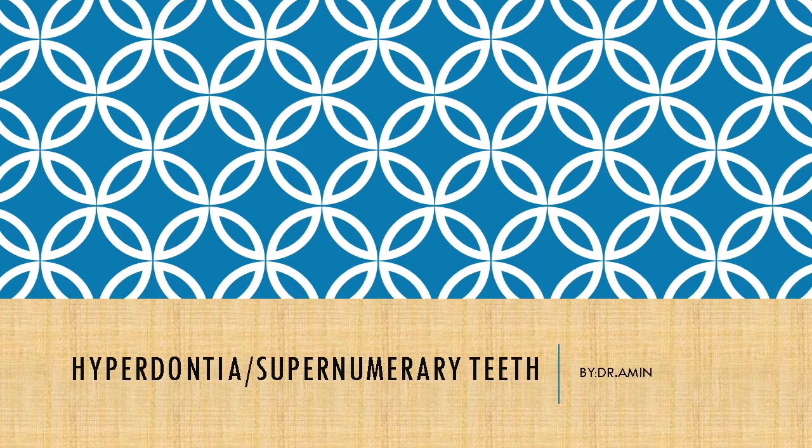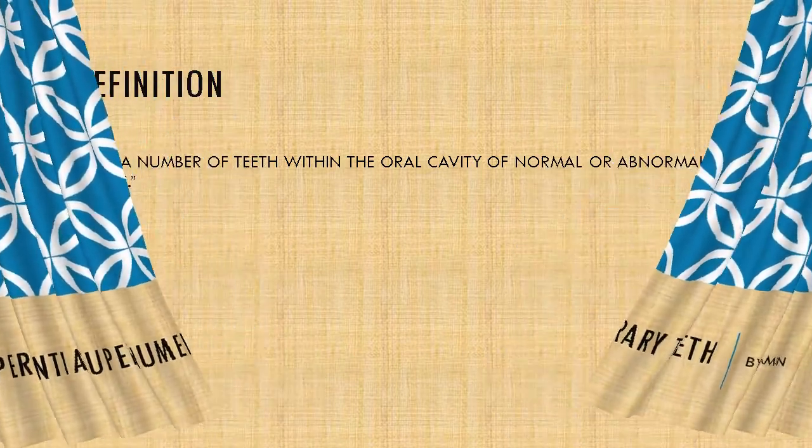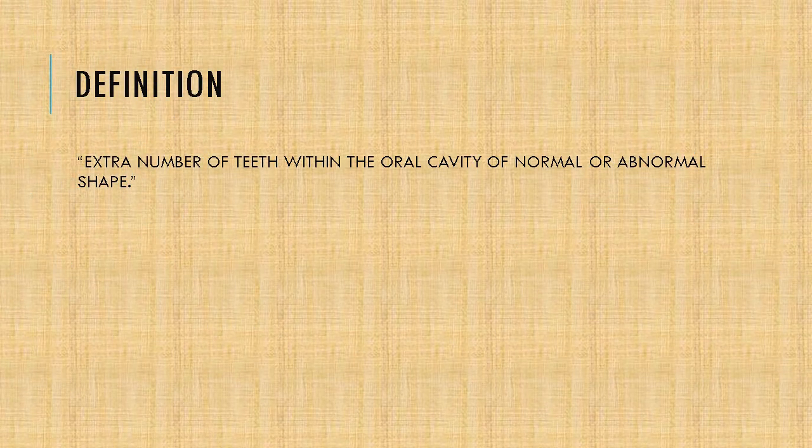So let's go on with our next topic. It's on hyperdontia, or you can say supernumerary teeth. So what it means, basically, to define hyperdontia, is that it is an extra number of teeth within the oral cavity, of normal or abnormal shape. We know that deciduous teeth total 20 in number, and permanent dentition totals 32 in number. So if you have teeth other than the normal number of dentition, this is basically called supernumerary teeth.